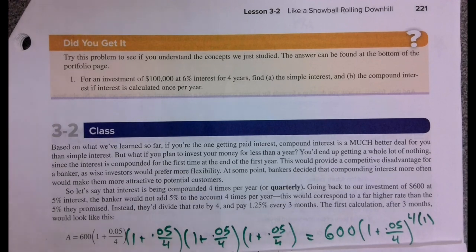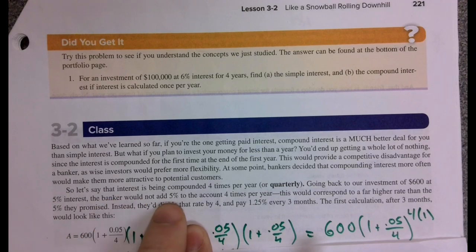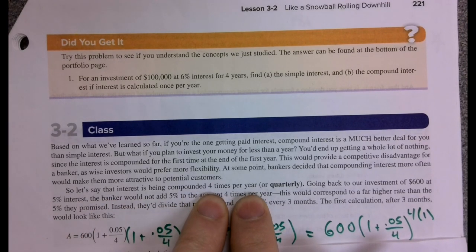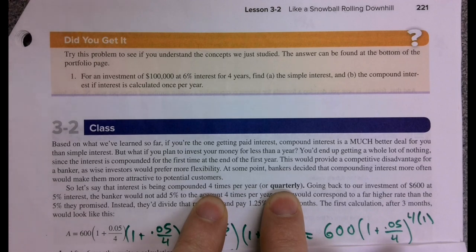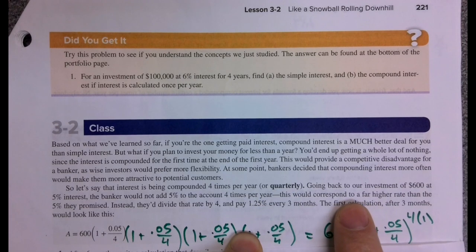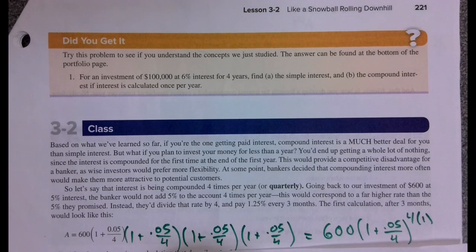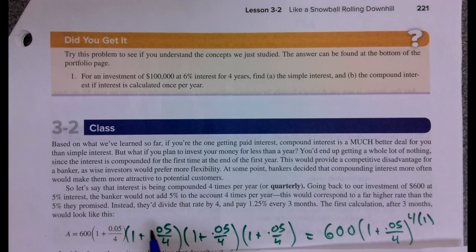So if you look at this second paragraph here, it says, let's say that interest is being compounded 4 times per year. We would say that quarterly, so every 3 months, a portion of that yearly interest would be deposited into your account. So if we go back to that initial investment of $600, that's a P equal to 600, that principal. An interest rate of 5%, so as a decimal, that's 0.05. The bank would not add 5% to the account 4 times per year because they'd be giving you more than 5% interest over the entire year.